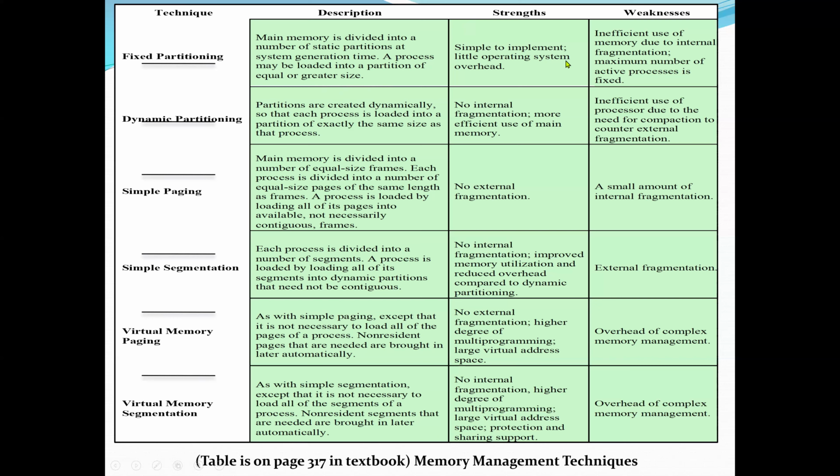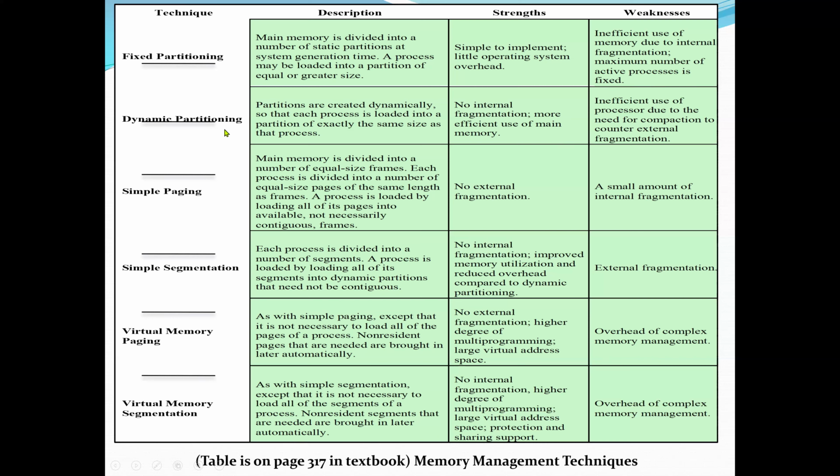Now, what is the advantage of this method? It's very simple to implement, with little operating system overhead. But again, it's not efficient. Same as we said, an array is not efficient, because if we declare a large size and we don't use most of it, then we waste resources. Or sometimes we may declare it too small, then the program cannot run because it can't store all the data in the array. So it's an inefficient use of memory due to internal fragmentation, and the maximum number of active processes is fixed.